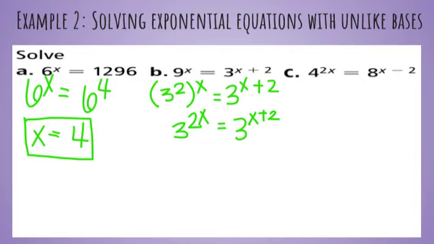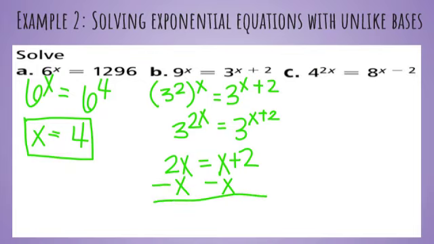So now I have like bases, so I can set the exponents equal. So I have 2x is equal to x plus 2. I'm going to subtract the x over. 2x minus x is 1x. These x's cancel, and I bring down my 2. So x equals 2 is my answer.